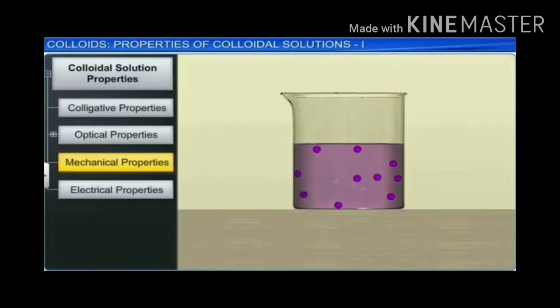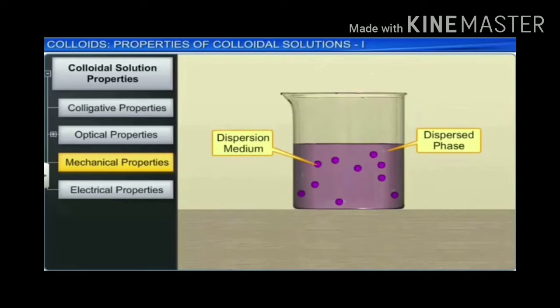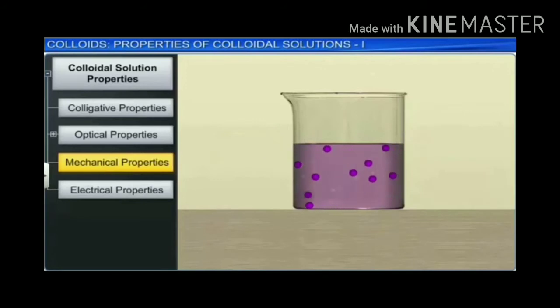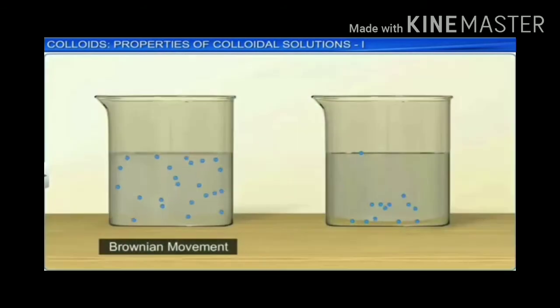Brownian movement is caused by the bombardment of the molecules of the dispersion medium against the colloidal particles of the dispersed phase from all sides with unequal and unbalanced forces. This movement opposes the forces of gravity and has a stirring effect, meaning that the colloidal particles resist settling rapidly to the bottom of the vessel.